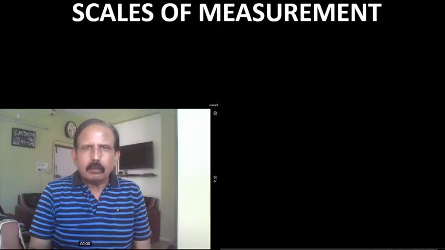Today we discuss the scales of measurement. Friends, scale has different meanings in different contexts, but today we will discuss the scales of measurement in terms of research. Four types of scales are used in research, and these four types were defined by Stanley Smith Stevens in 1946.